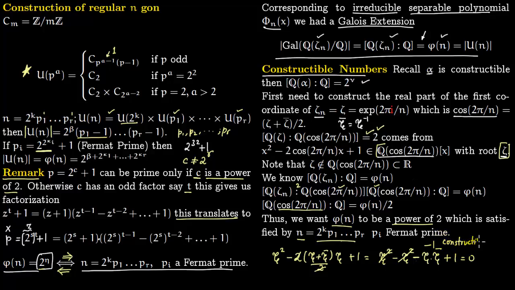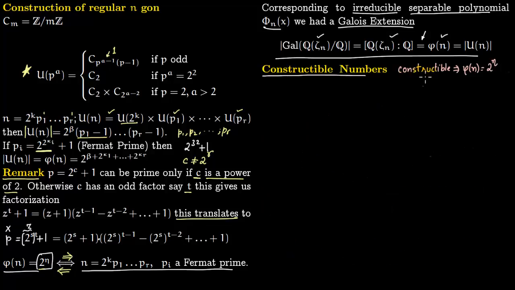So if our polygon is constructible, then we obviously have this phi of n is of such a form. This implies that our phi of n is of such a form, which is a power of 2. So now again we have just proven that constructible implies that phi of n is 2 to some power, that is of this form, which implies that n is like this, where pi is a Fermat prime. So this much we have proved.